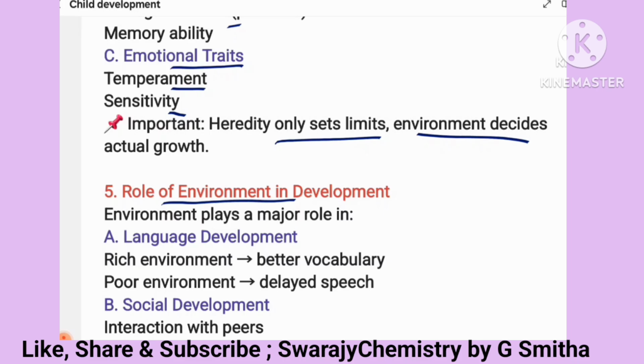Environment plays a major role in overall personality development. Let us understand this clearly. The first one is language development. Rich environment, better vocabulary. So that's why teachers and parents play a crucial role in a child's life. Poor language environment, delayed speech. Example, children who hear more conversation develop language faster.